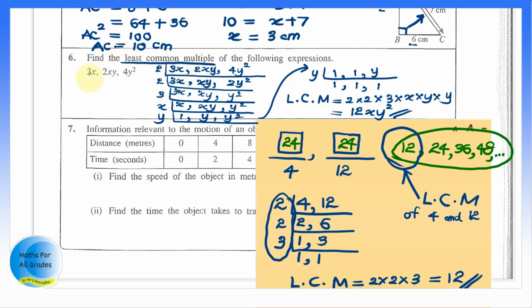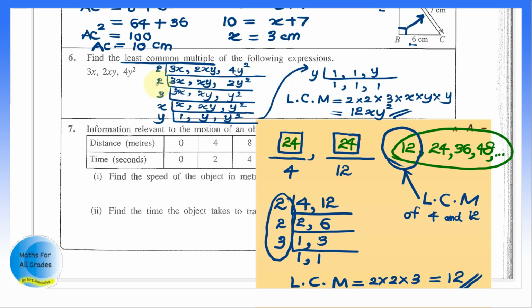They have given expressions here. 3x, 2xy, 4y squared. First concentrate on numbers. Okay, you got 3, 2 and 4. So we start with the least prime number which is 2. Here 3 is not divisible by 2. So leave that as it is and move on to the next one. 2 is divisible by 2. So you get xy. 4 is divisible by 2. So you get 2y squared.